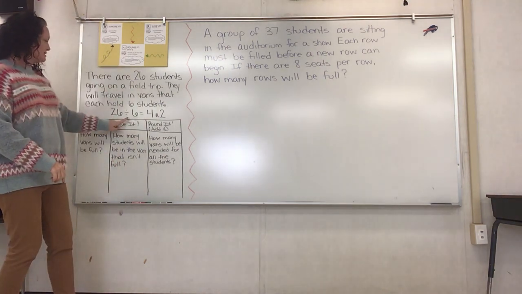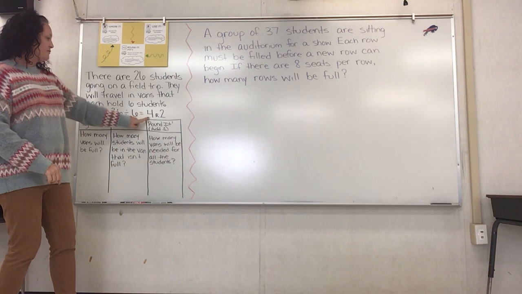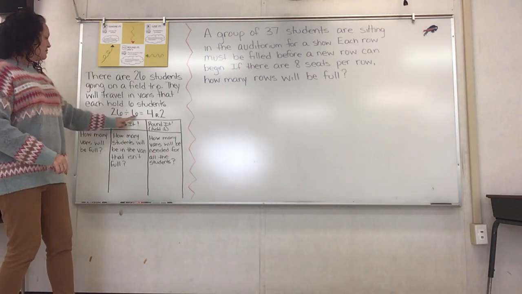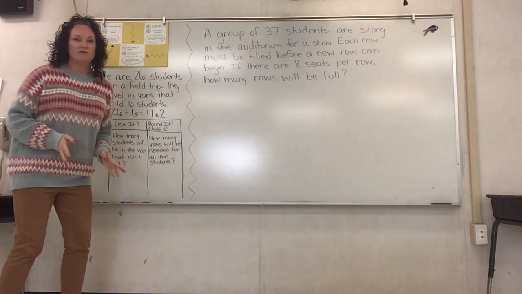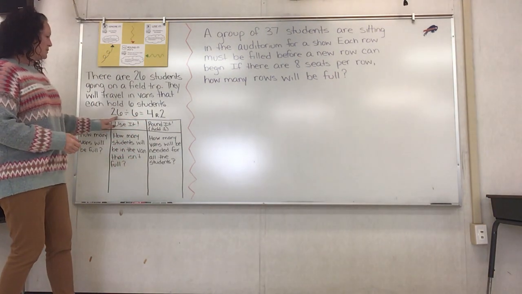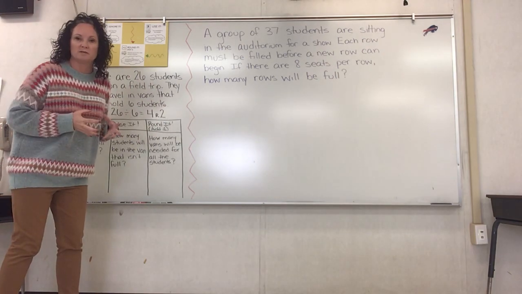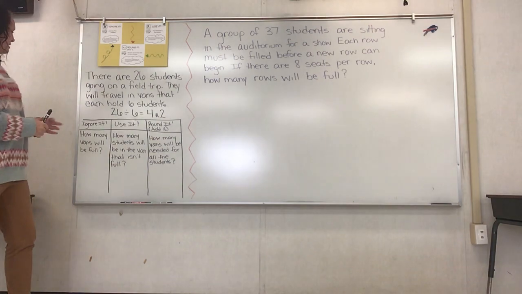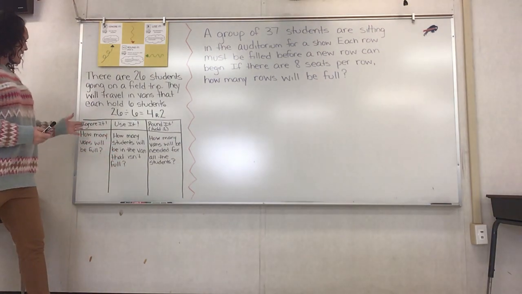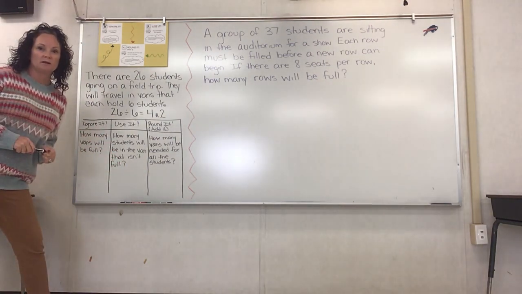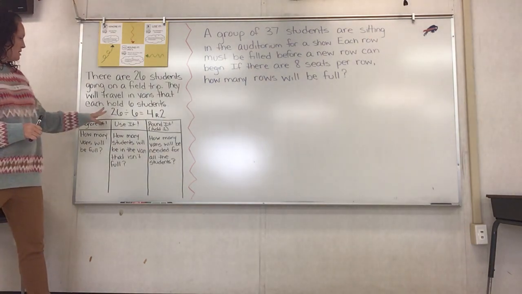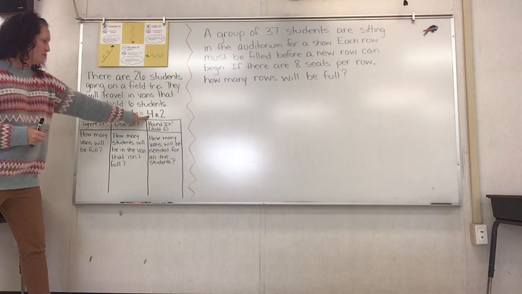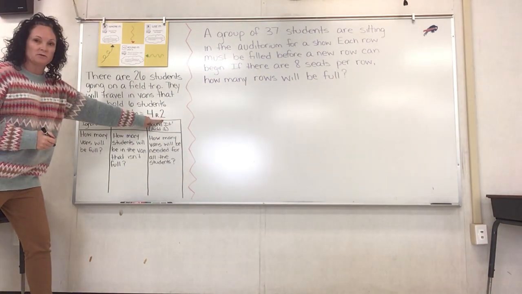So 26 divided by 6 is 4 with a remainder, with leftovers of 2, because 6 times 4 is 24, but 2 is not going to make up a full group of 6, right? So what if the question was, how many vans will be full? Our answer is 4 vans. We need 4 vans, but then we've got 2 kids on the sidewalk.